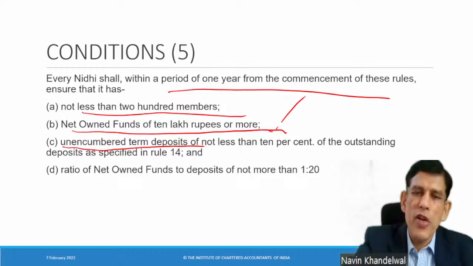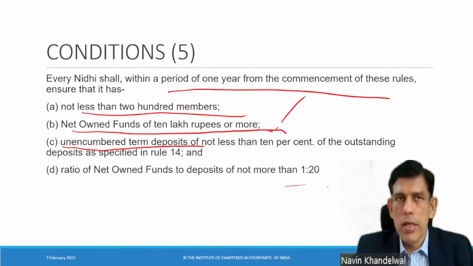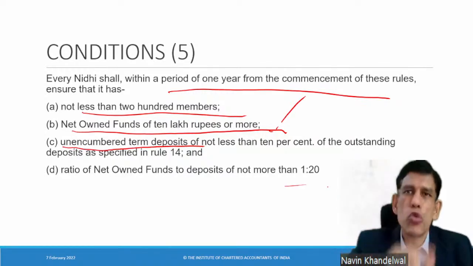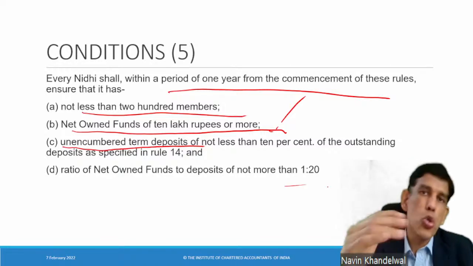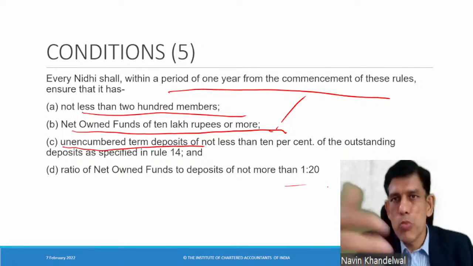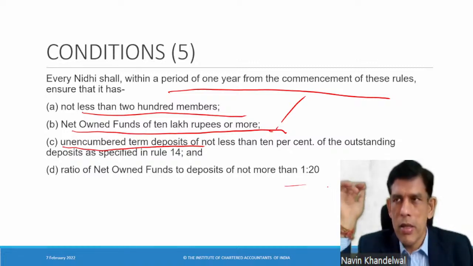And the ratio of net owned funds to deposit should be not more than 1:20. It should not be more than 1:20 so that there is no overburden, no further liability in comparison to the equity share capital. It is similar to the debt equity ratio, friends. So these are all conditions to ensure that the Nidhi company does not go overboard, raise more funds or have more liability in comparison to what they have given to the members.